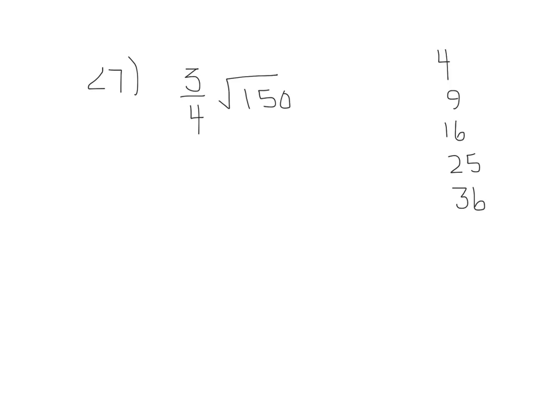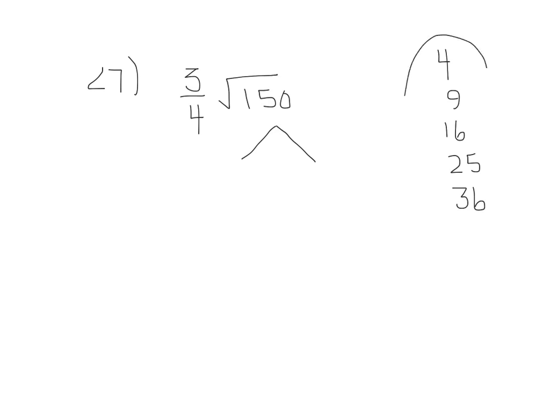This is number 27 in our Chapter 5 review, where we are asked to express this radical in simplest form and assume that variables represent positive real numbers. But in number 27, we don't have any variables. So this is one of those where clearly we have a square root, and it's a square root of 150, and we're wanting to simplify that radical.